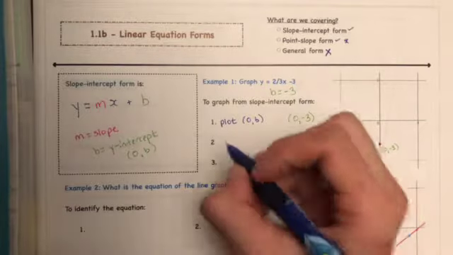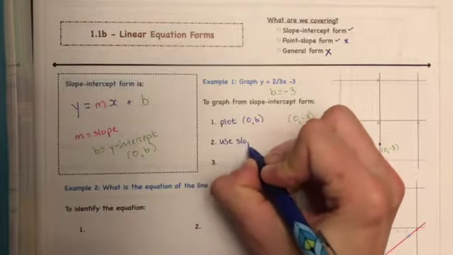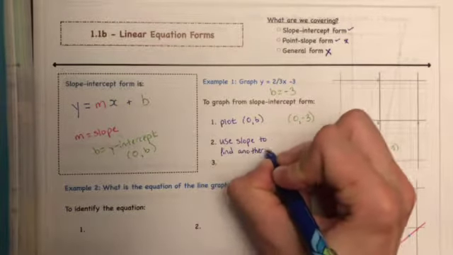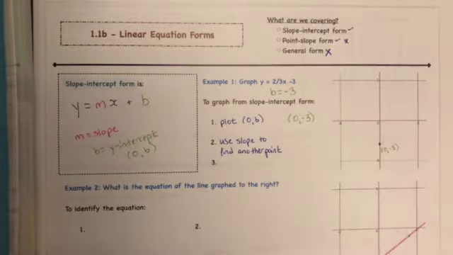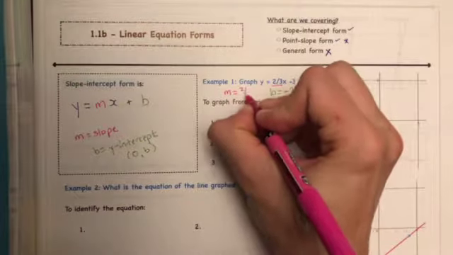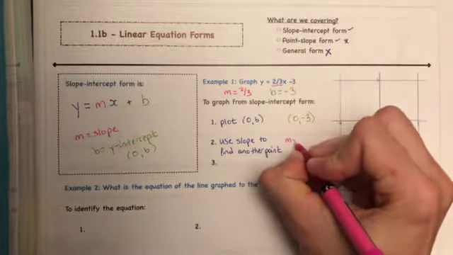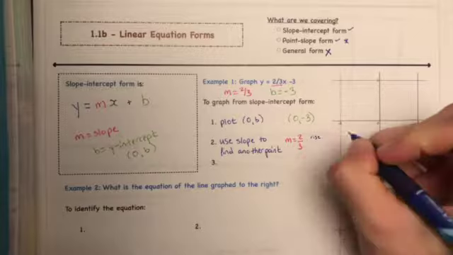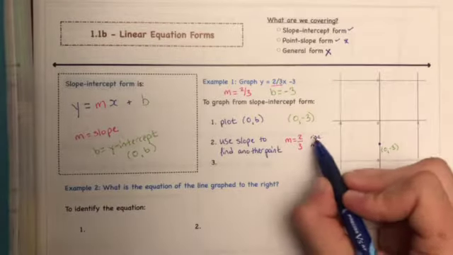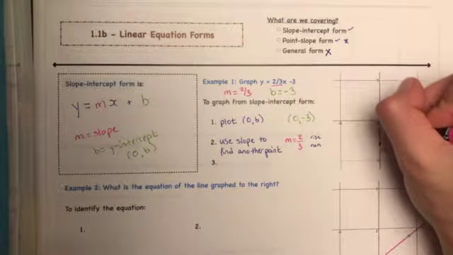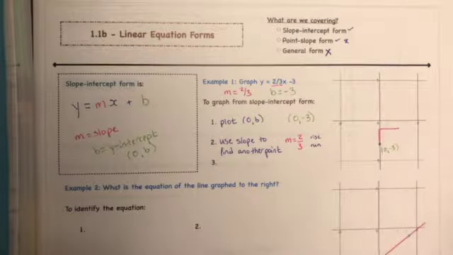The next thing we want to do is use the slope to find another point. Our slope, as we can see from this equation, is 2/3. So I'm going to write that again here: m is 2/3. I like to remind myself that this is rise over run, so the up and the across. I'll then use my slope: I'll go 2 up and 3 across to help me identify a second point.